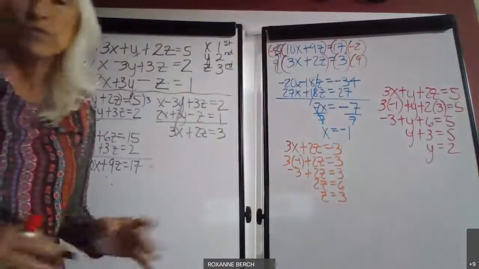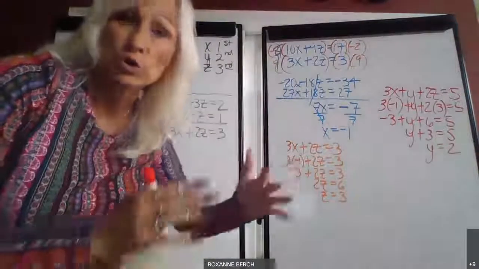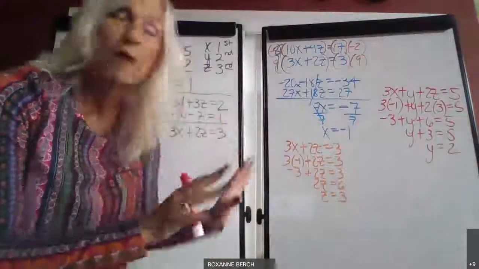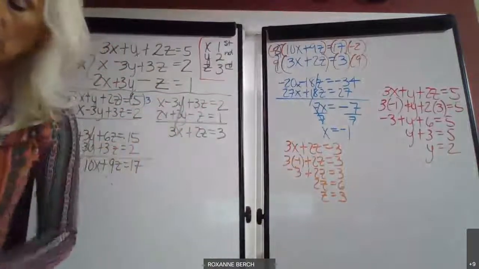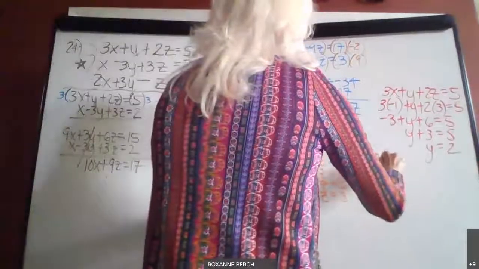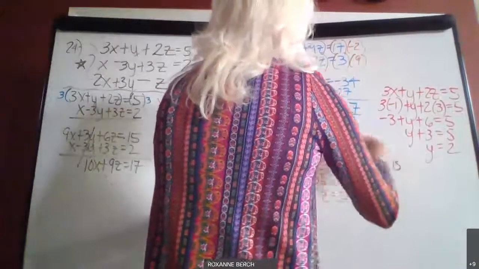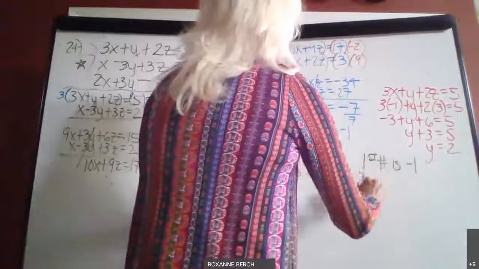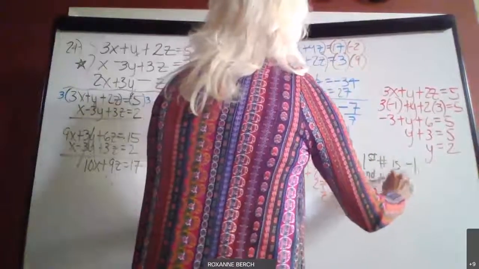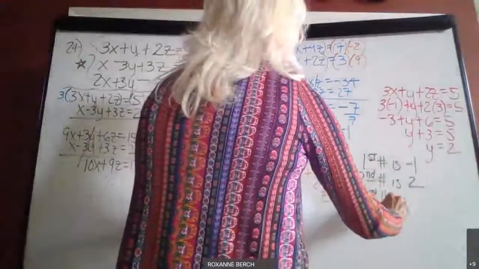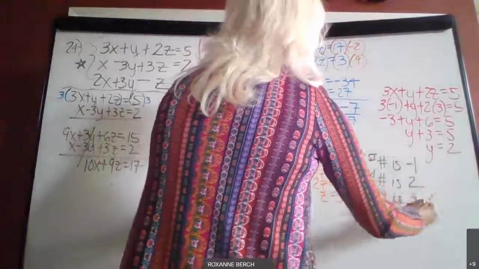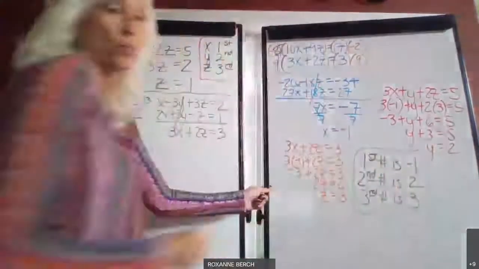And so now, normally we write an ordered triple, but that doesn't make sense in this problem. They just want to know what the numbers are. So we're going to say the first number is -1. The second number is 2. Third number is 3. That's our answer. We found the numbers.